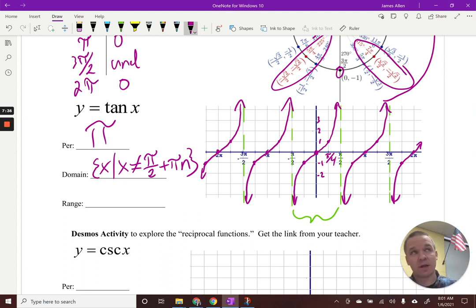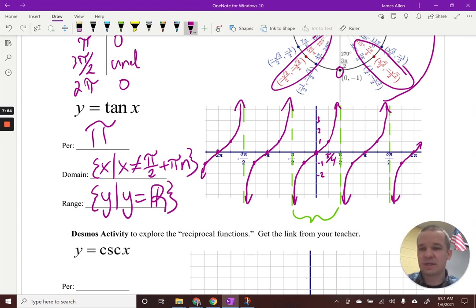Now my range are my y values. Does it ever stop going up and down? No, it doesn't. So in this case, this is all real numbers. And I guess since we already did set builder, I'll continue in that same fashion. y equals all real numbers, or you could write it as negative infinity to infinity, right? Depends on what it's asking for. Cool. Awesome. Fantastic. Wonderful. That's tangent.